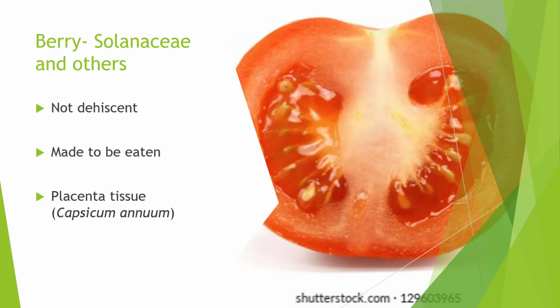You may also remember drupes, things like cherries. These were found in the Rosaceae often. Those are also made to be eaten, but that stone in the center is not made to be eaten. These are not all of the types of fruits, just a few samples from the 5 families we studied.